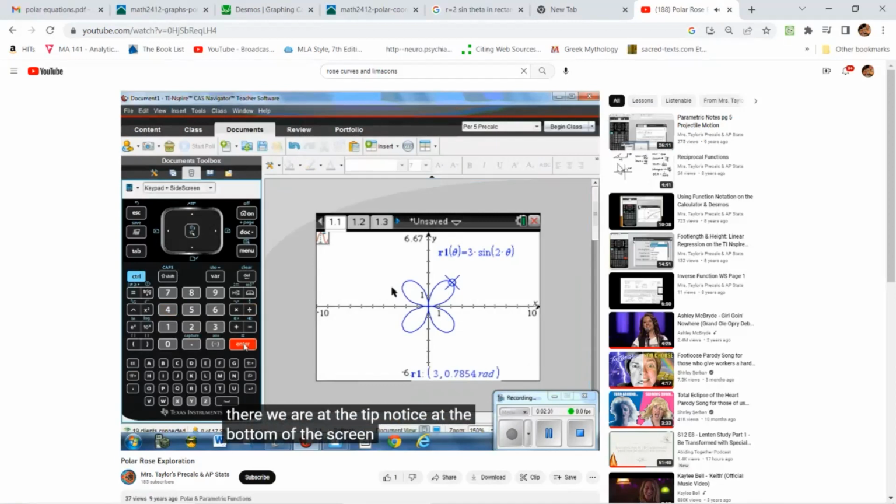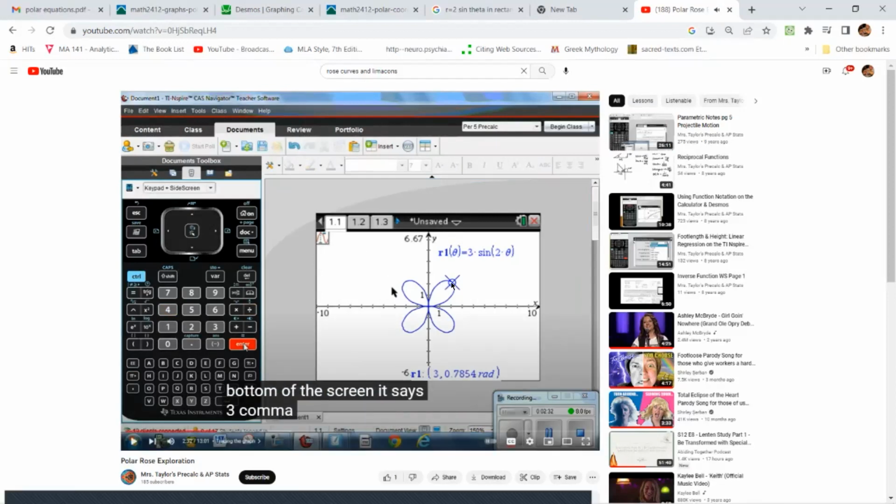Now she's really using guess and check. Notice at the bottom of the screen, because we know that the max of sine occurs at pi halves, right? And your coefficient here is 2, so that's pi fourths. Now, how far apart are they going to be? Well, there's 4 petals, right? So they're going to be 90 degrees apart. So this starts at 45, and every 90 degrees, you get another petal maximum. So 45, 135.